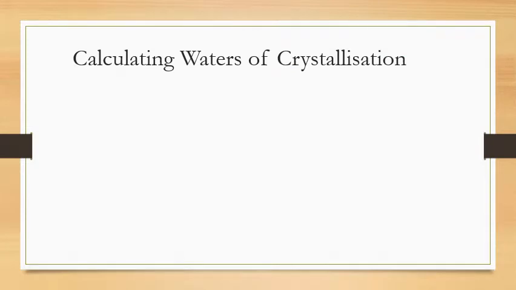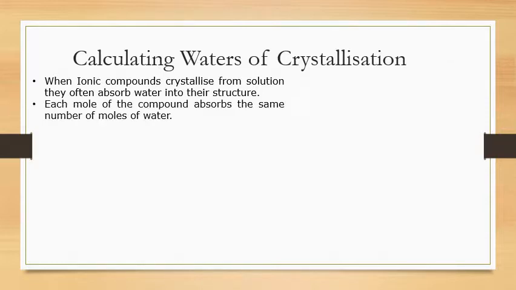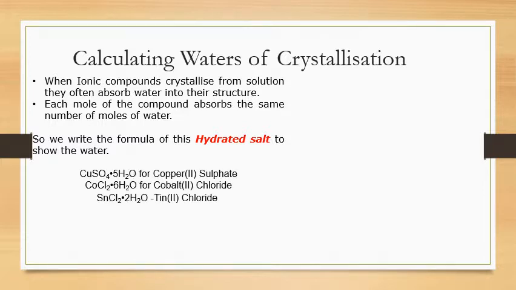The final thing in the unit is calculating waters of crystallization. When ionic compounds crystallize from solution, they often absorb water into their superstructure, and each mole of the compound absorbs the same number of moles of water. So we write this as the hydrated salt to show the water that's now been attracted to the compound. These are examples here. This is what the dot is for. The dot essentially says that you've got 5 water molecules absorbed onto the copper sulfate crystal. They're not part of the compound per se, they're just absorbed onto it.